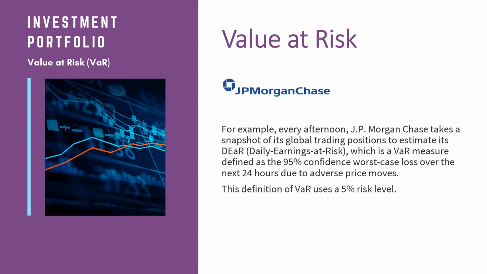For example, every afternoon, JP Morgan Chase takes a snapshot of its global trading position to estimate its daily earnings at risk, which is a value at risk measure defined as the 95% confidence worst-case loss over the next 24 hours due to adverse price moves. This definition of value at risk uses a 5% risk level. You would anticipate exceeding your value at risk amount only 5% of the time, or 95% of the time you expect to lose less than your value at risk amount over a 1-day horizon.